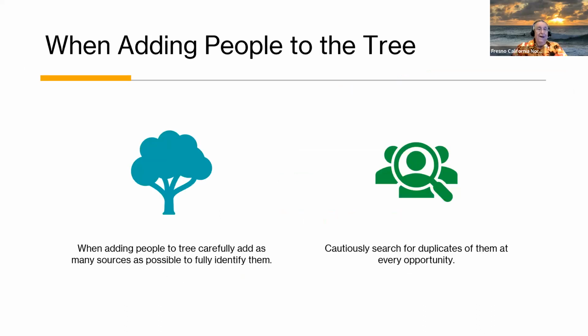Okay, adding people to tree. Once we've gotten a handle on all this correcting of dates and places and names and how to do that, we're ready to try to put some new people into tree and see what kind of minefields we have to tramp through to do that. So when we add people to tree, we really want to try to be careful. Try to put as many sources on a record as you can to fully identify them, and cautiously search for duplicates. Family Search is not always going to find the duplicate.